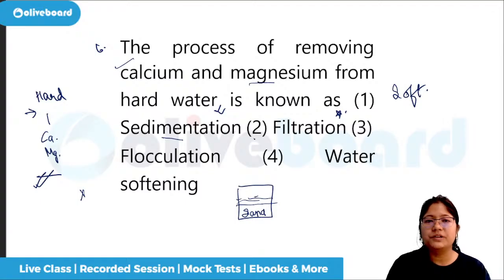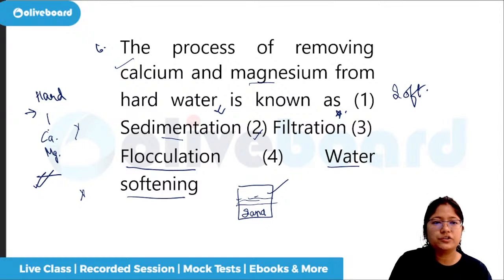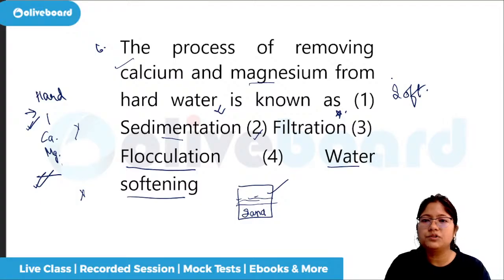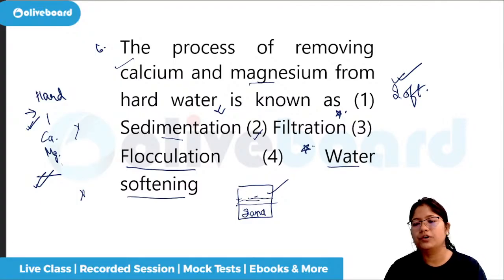Is it known as filtration? By filtration, we can remove this, but we cannot remove this. Is it known as flocculation, or is it known as water softening? So if we are removing these salts and minerals, what will it become? It will become soft water, right? So it is known as water softening. What is it known as? It is known as water softening. All right.